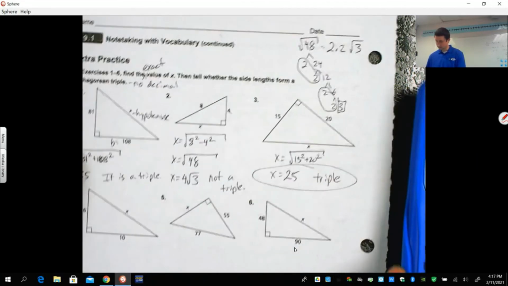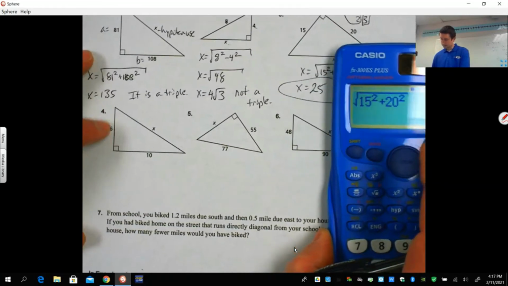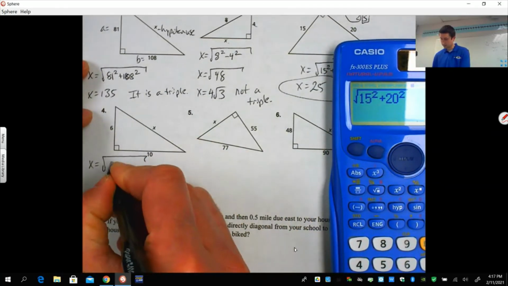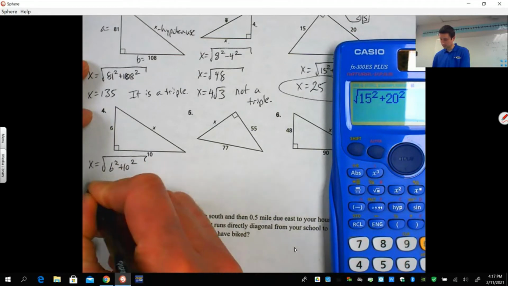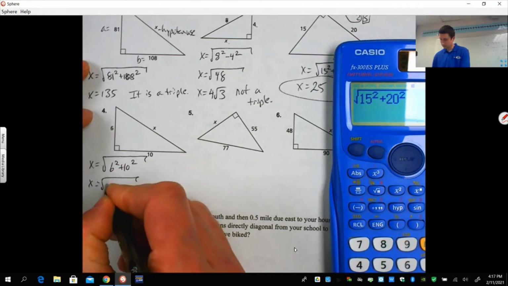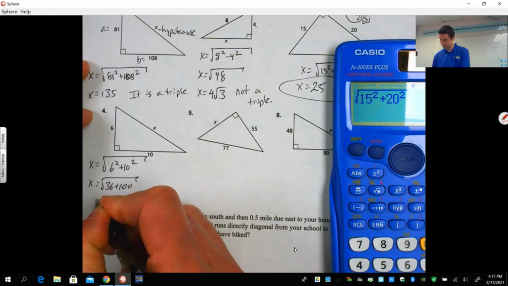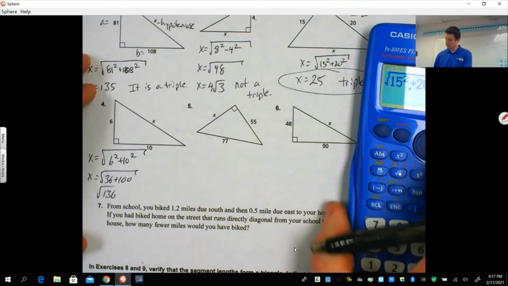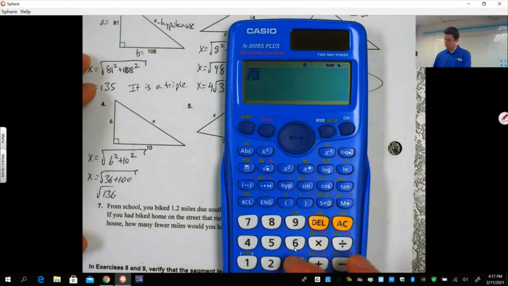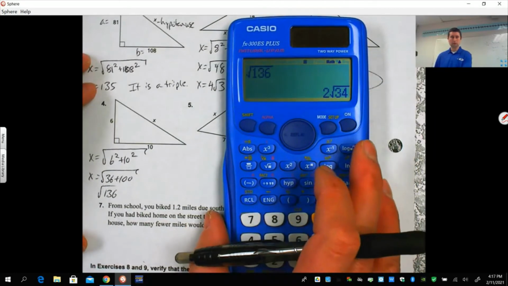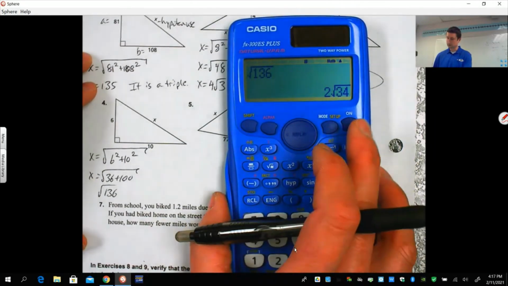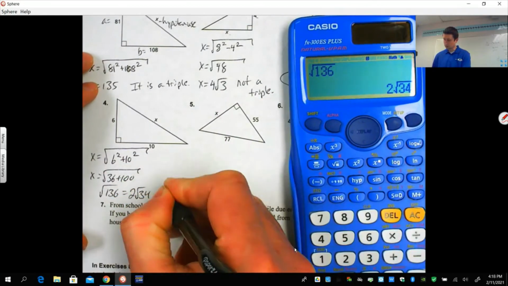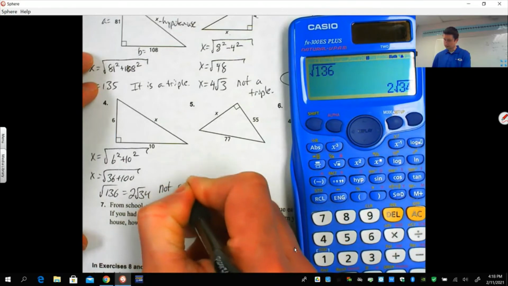Okay, let's crank these out here. 6 and 10. We're looking for the hypotenuse, so we're going to add them together. So square root of 6 squared plus 10 squared. That's the square root of 36 plus 100. So square root of 136. That's not a perfect square. So let's check that here. See if we can simplify it. If you factor it down, you'll have a pair of 2's. So 2 root 34, and that is not a triple.